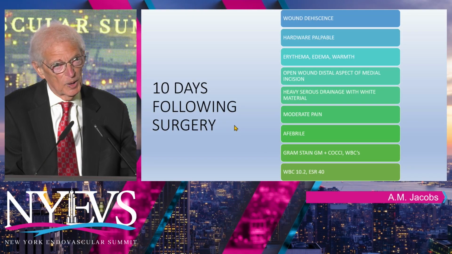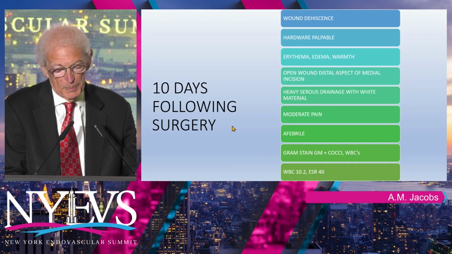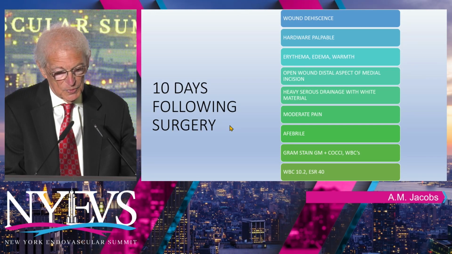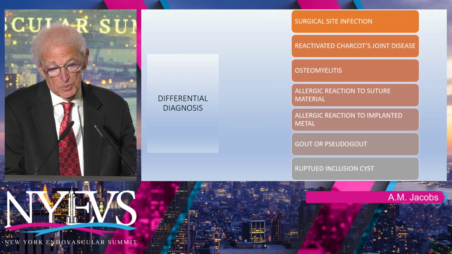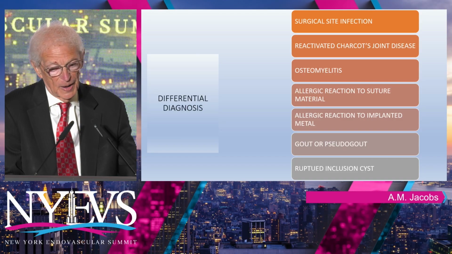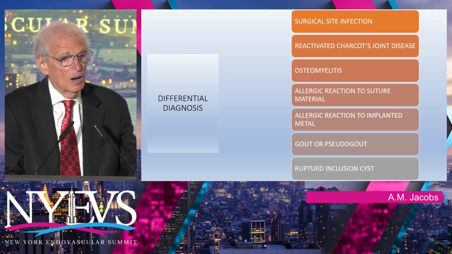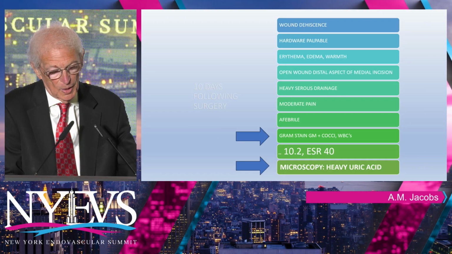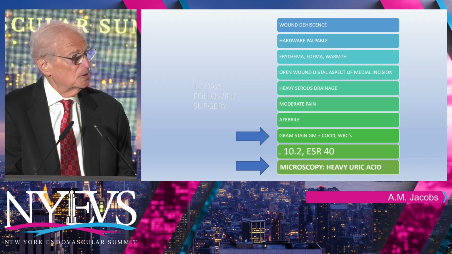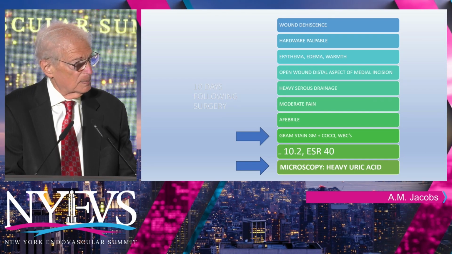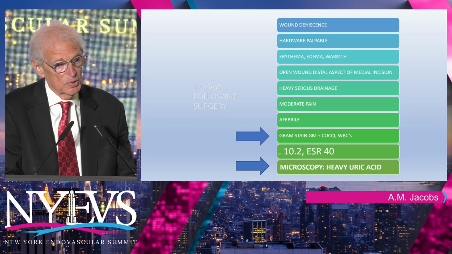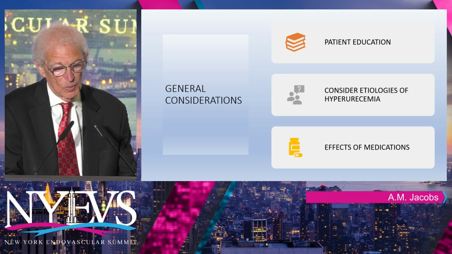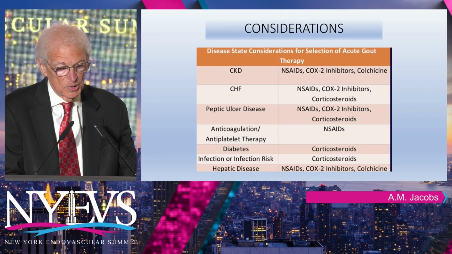The hardware is exposed. Gram stain showed gram-positive cocci. White cell count was 10.2. SED rate was 40. And this was my differential diagnosis. Obviously, infection was number one in my mind. Reactivated Charcot joint was number two. Possibility of inflammatory arthritis was number three. And in fact, the patient did have gram stains with gram-positive cocci, but it was also loaded with uric acid. So don't forget the possibility of gout in these patients. Always consider the possibility of hyperuricemia.